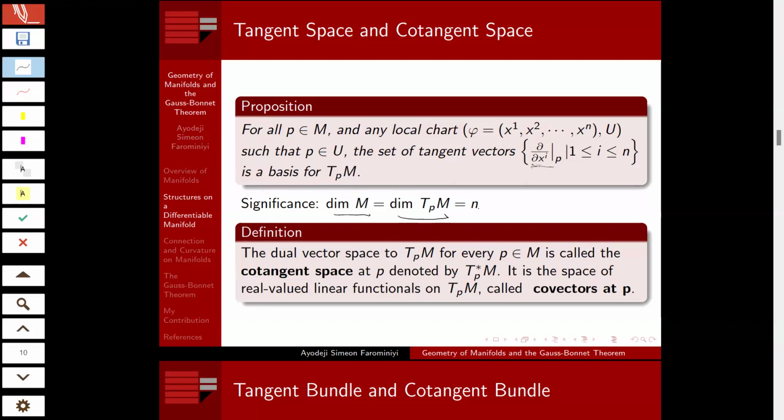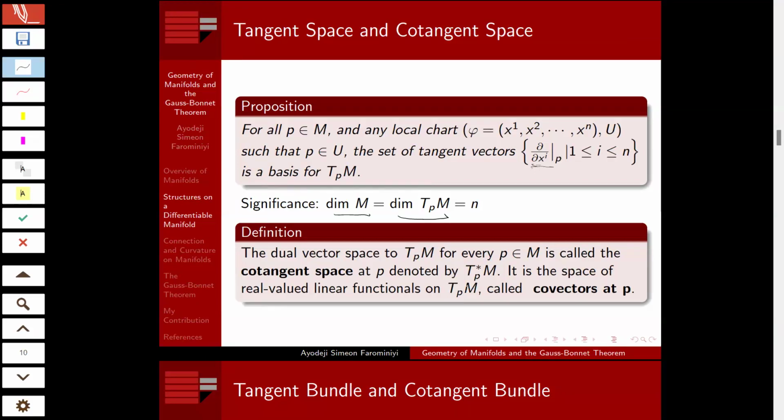which is n. And since for every vector space we have the notion of dual vector space, the same way we can talk about the dual vector space to the tangent space at a point P. And this is called a cotangent space at P, denoted by TP star M. So as the usual dual vector space, this is the space of all real valued linear functionals on TPM. And these are called covectors at P.